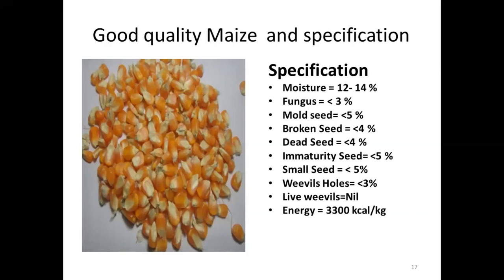So if the maize fits within these criteria, then we can expect that the energy value for this quality of maize would be around 3300 kilocalorie per kg. So you can estimate, and we can feed the software with this type of energy value and around 8.5 or 8% of crude protein.